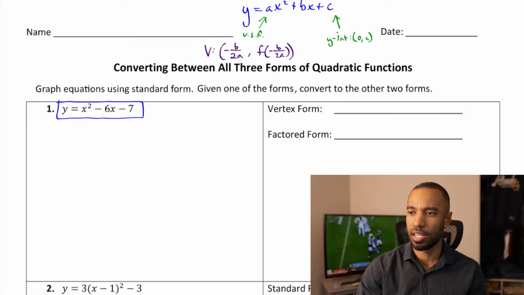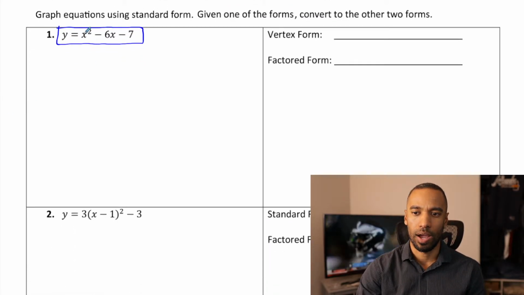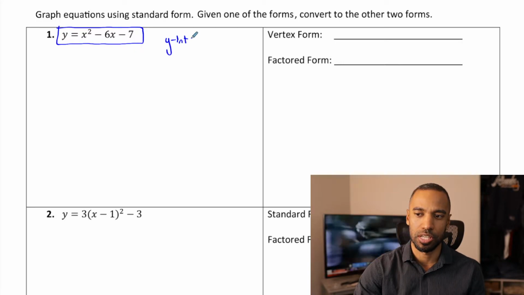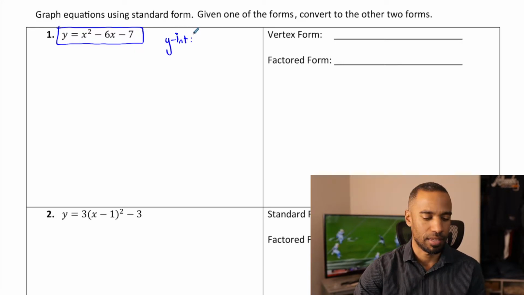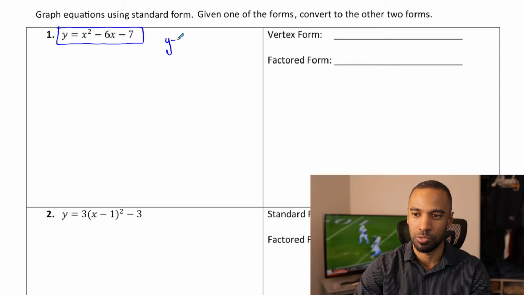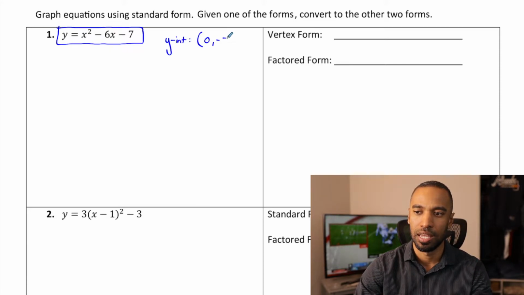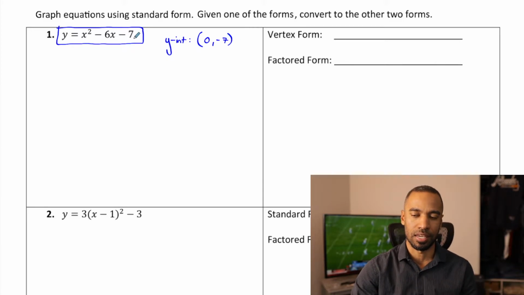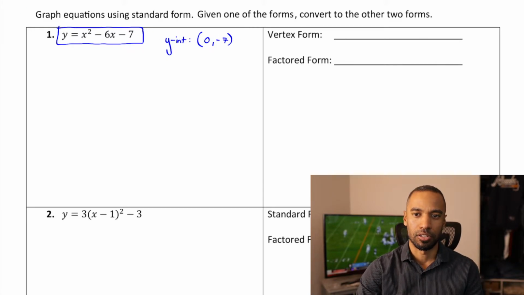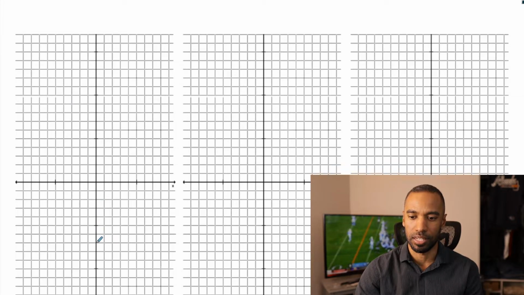So let's go and get started, guys, on number 1. Number 1, y equals x squared minus 6x minus 7. The y-intercept on number 1 is at 0, negative 7. Again, the c value is the y-intercept there. So I can already plot that point here on number 1.